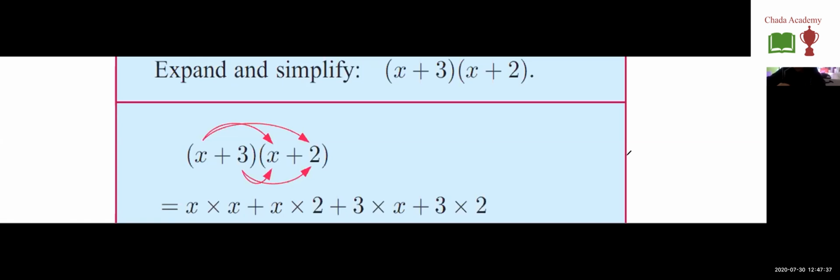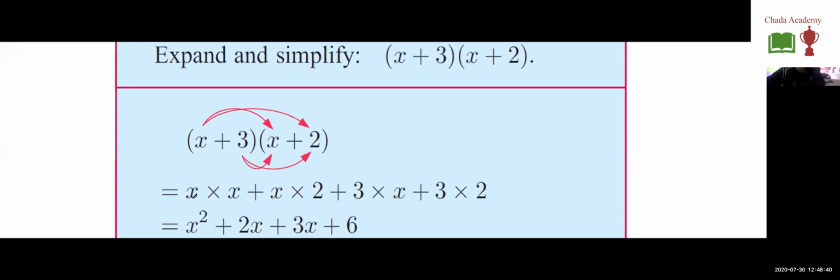Now you simplify what you have. x times x is x power 2, plus x times 2 is 2x, plus 3 times x is just 3x, plus 6. So it's x power 2 plus 2x plus 3x plus 6. Okay, this is what you obtained till now.